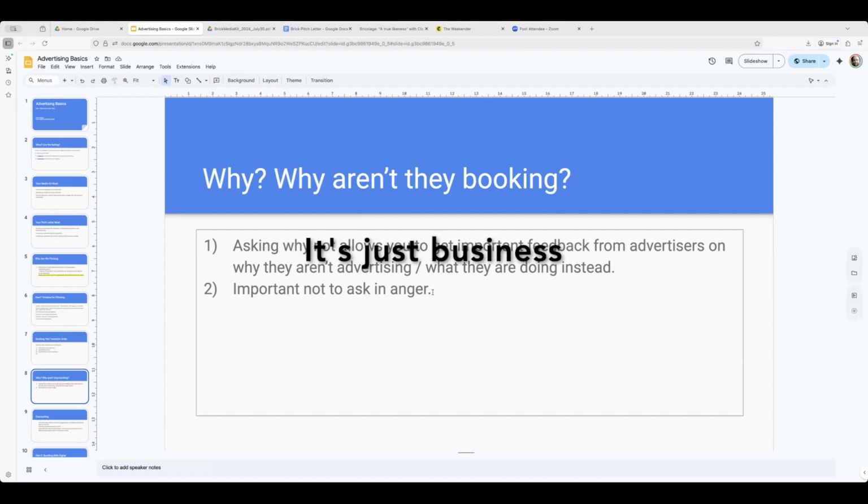You don't want to do that. Never ask in anger or frustration. The question really is, why not? And it's important. It's an opportunity to get feedback from your advertisers around what isn't right for them, what aren't you delivering that they would like to see. Where are they focusing ad dollars?